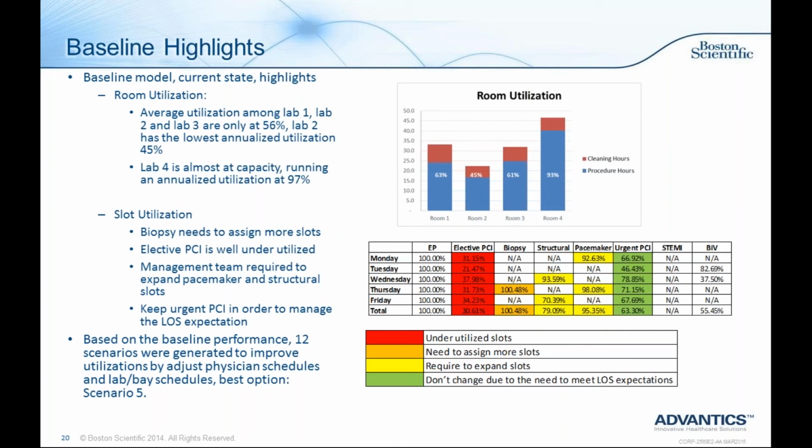is at. So on the right-hand side, you can see that one lab is running about 93%, and you can see the difference between the cleaning hours and procedure hours, and some labs running 45%. You can compare that easily. And also slot utilization, which is very nice.